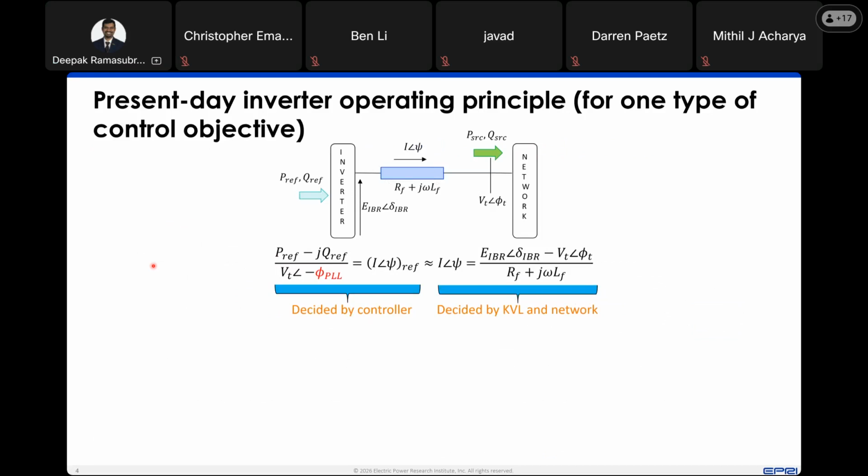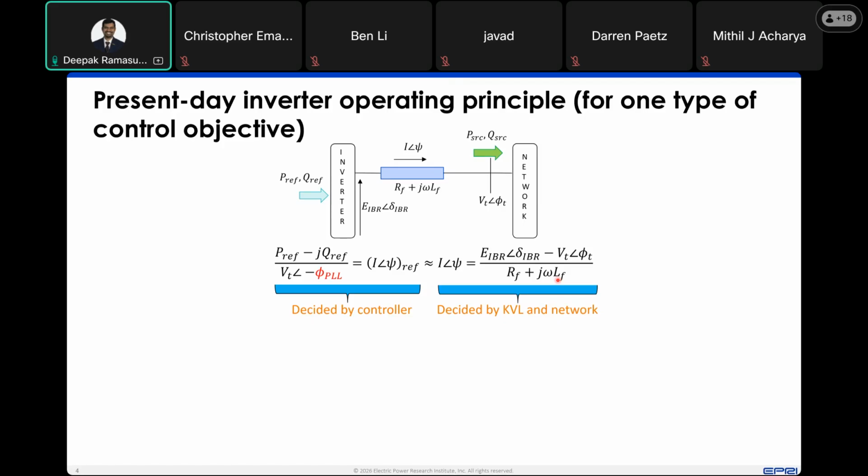A present-day inverter, for one of the most conventional kinds of control objectives, has two parts to the way in which it operates on the network. The first part is decided by the network. So you have Kirchhoff's voltage law and Ohm's law and so on that will always govern how this inverter-based resource acts on the network. Just because we are moving towards a system that will have a majority of inverter-based resources, that doesn't imply that Kirchhoff's laws will no longer be valid. They will definitely be valid.